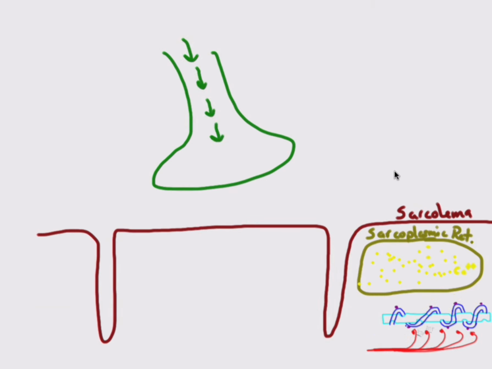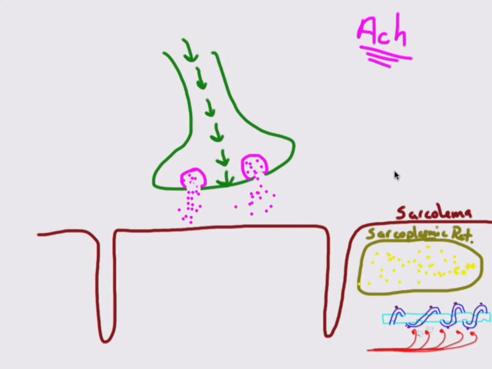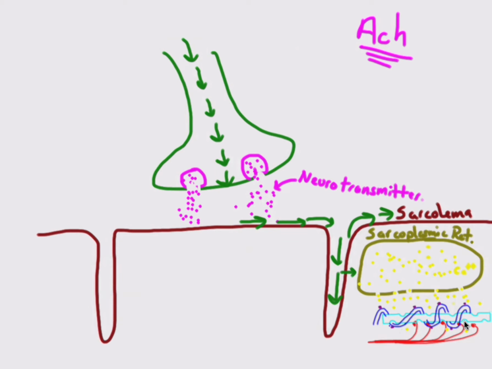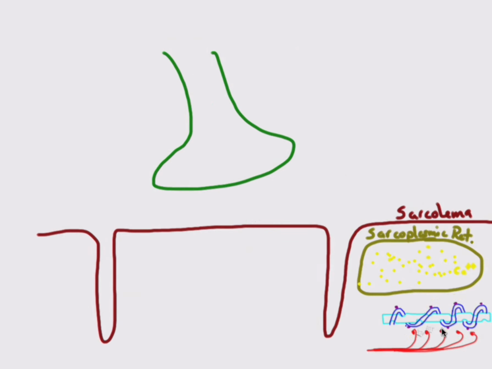So there's the electrical signal coming down. Acetylcholine gets released. It binds. It causes another electrical signal on the muscle cell. All of a sudden, that causes the sarcoplasmic reticulum to let go of the calcium. Moves the tropomyosin out of the way. Now the myosin can bind, and it can pull the actin across, and you get your muscle contraction.